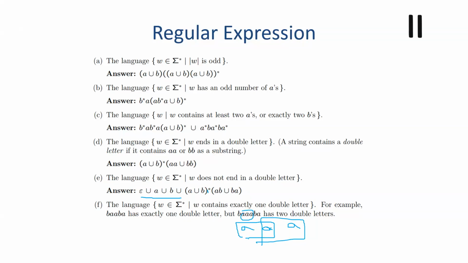I'll give you a hint just to make it easier on ourselves. Let's try to solve it for AA, because it's going to be the same solution for BB, but you flip all the letters. If I focus here on AA, so my string has exactly one double letter, which is AA, what should I write to the left and what should I write to the right to make sure it accepts what I want to accept?